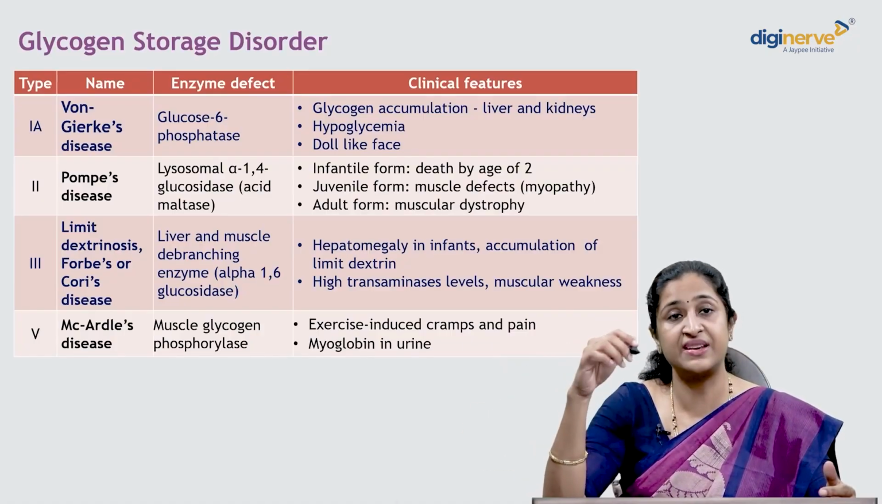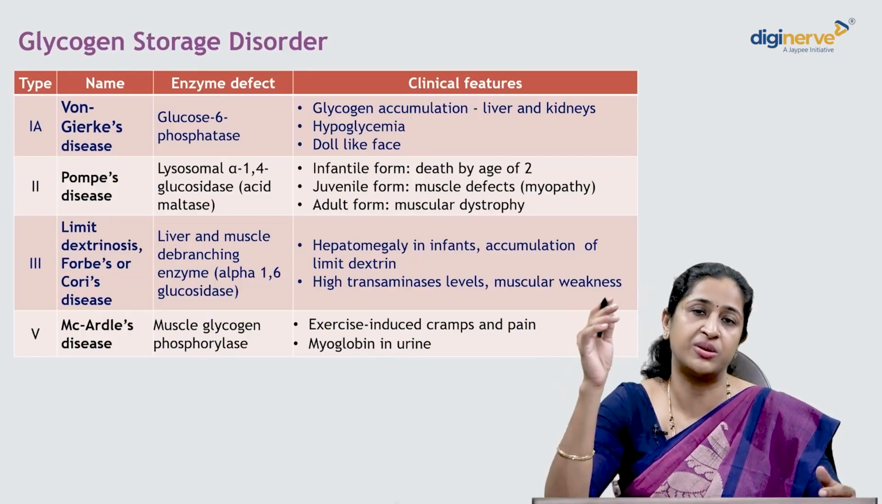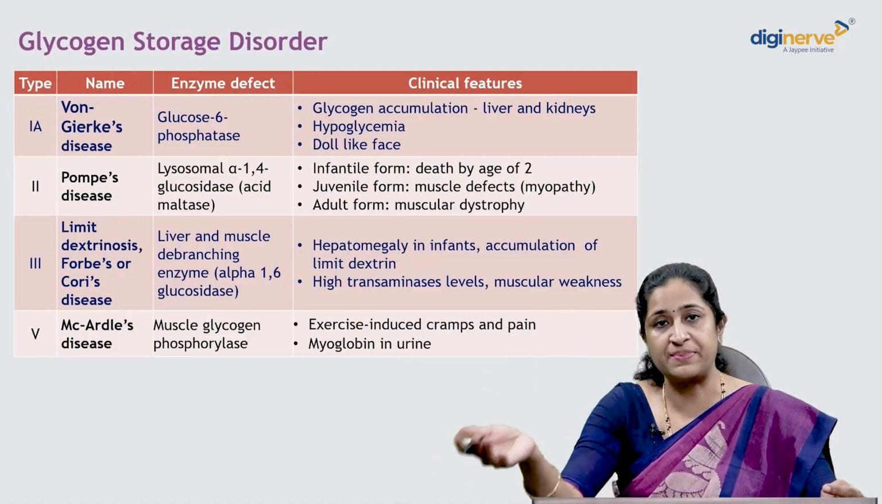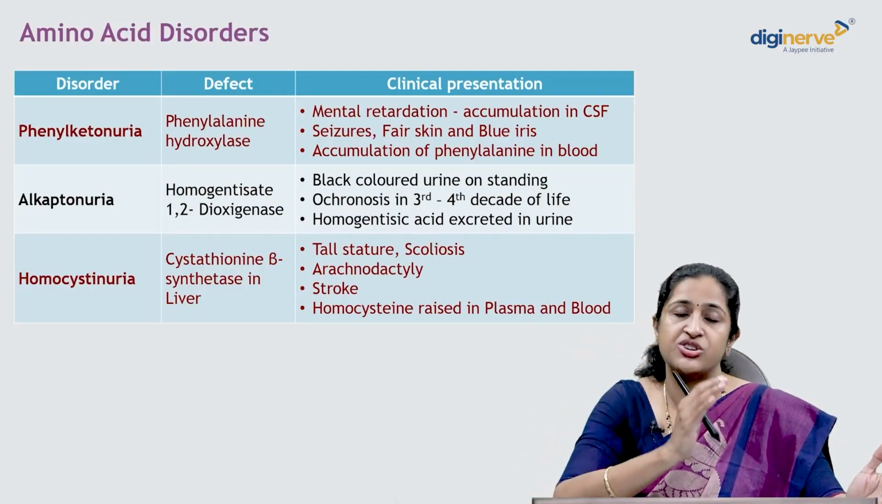McArdle's disease is the muscle glycogen phosphorylase deficiency. Here myoglobin is not metabolized, so you have myoglobin in the urine, and exercise-induced cramps and pain in the muscle. This was the whole section of carbohydrate.